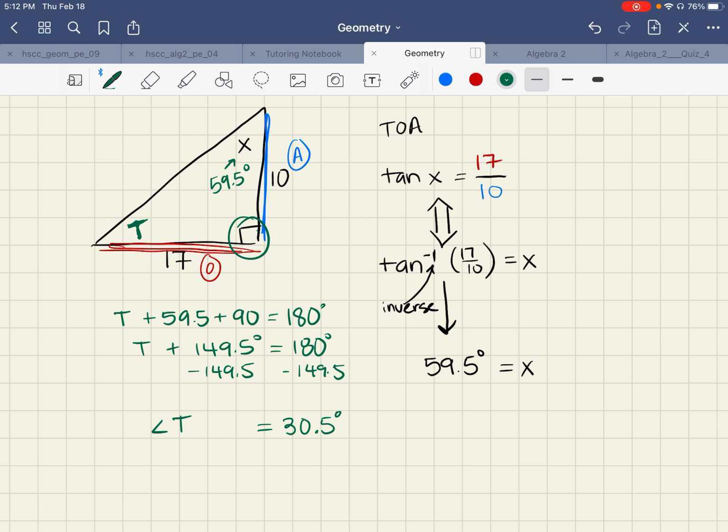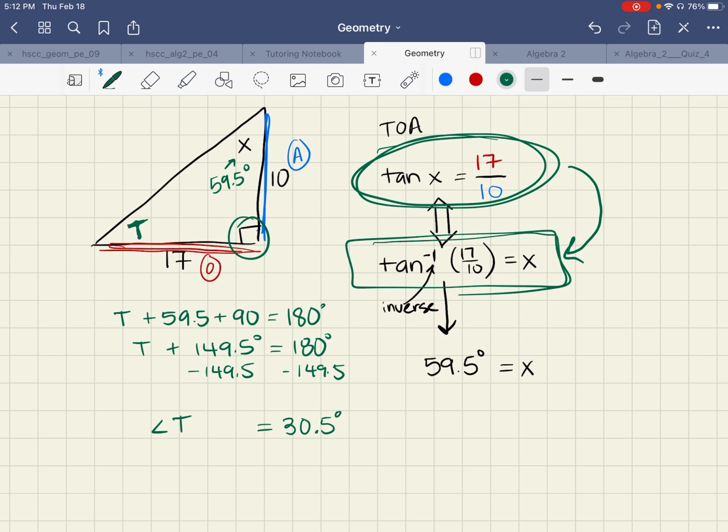Just remember that if you know the tangent of x and you know its ratio, you can convert that to the inverse tangent, or the tangent inverse, and plug that into your Desmos calculator and it'll tell you what your angle is. Just make sure that degrees is the way it's set.